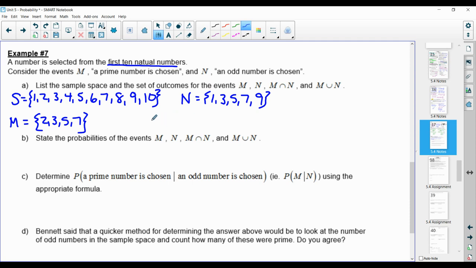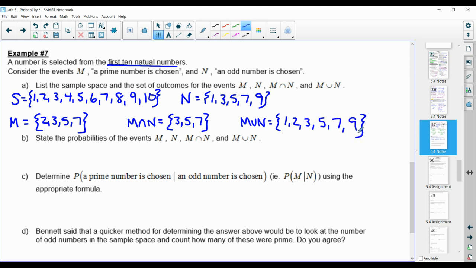And then the event M and N is just 3, 5, and 7. So the overlap between the two is 3, 5, and 7. And then M or N is listing all the outcomes that are in either set. So we have 1, 2, 3, 5, 7, and 9.